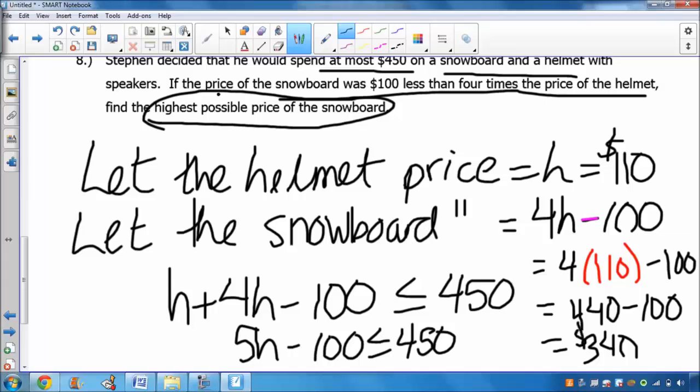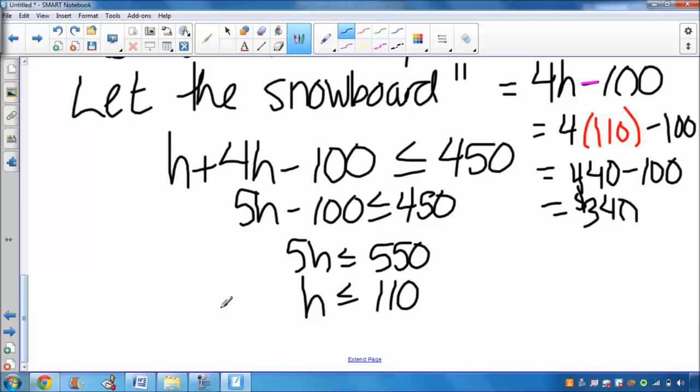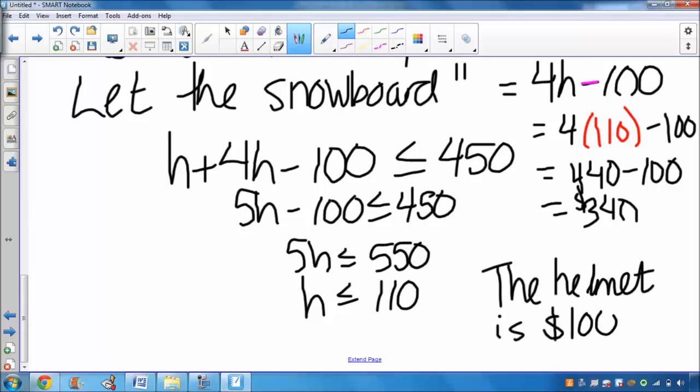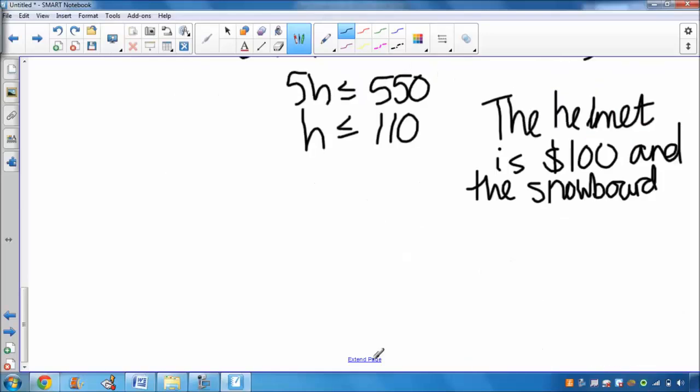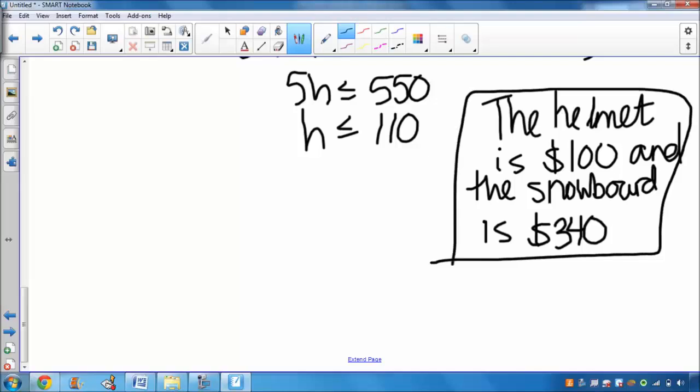Okay, so I'm just going to write a little quick sentence to say that the helmet is $110 and the snowboard is $340. Okay, and then I'm done.